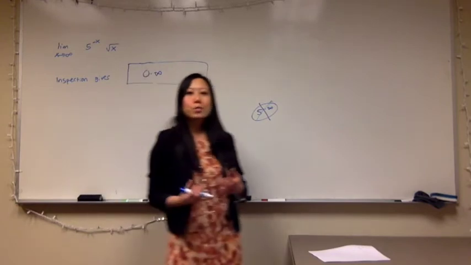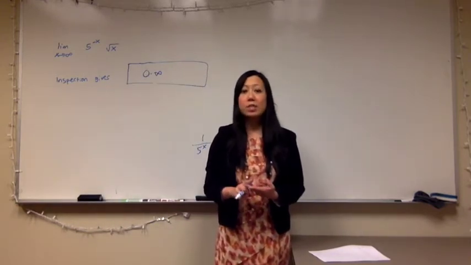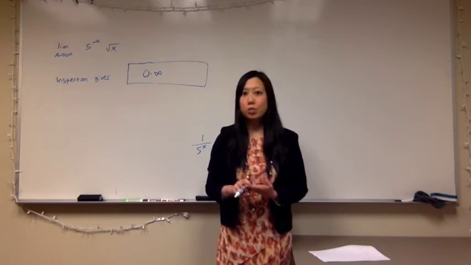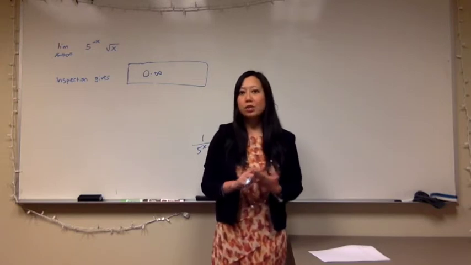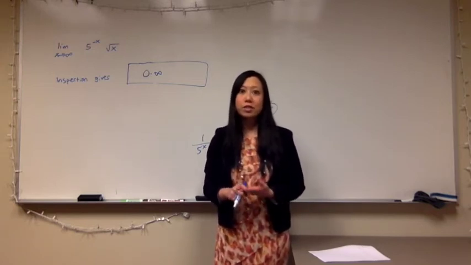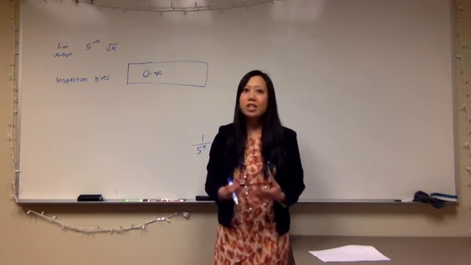So inspection gives 0 times infinity. This doesn't mean the limit's 0, it doesn't mean the limit's infinity, it doesn't mean the limit's 1. All it means is that we have another indeterminate form. Whether it's 0 times infinity or whether it's 0 times negative infinity, both of those are indeterminate forms. It means we cannot determine what the limit is from there.